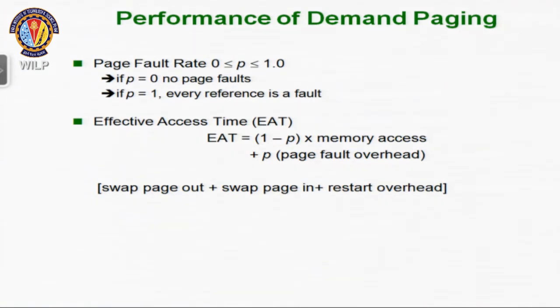If value of P is 0, it is indicative that page fault rate is 0, no page fault occurs, and if value is equal to 1, then that essentially means that every reference is resulting in a page fault.